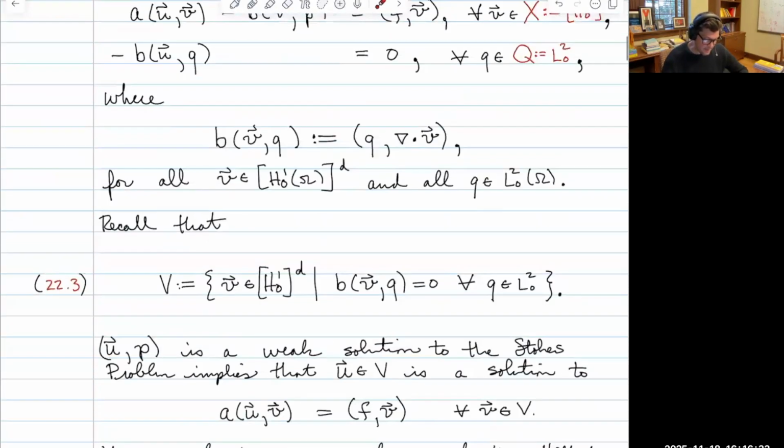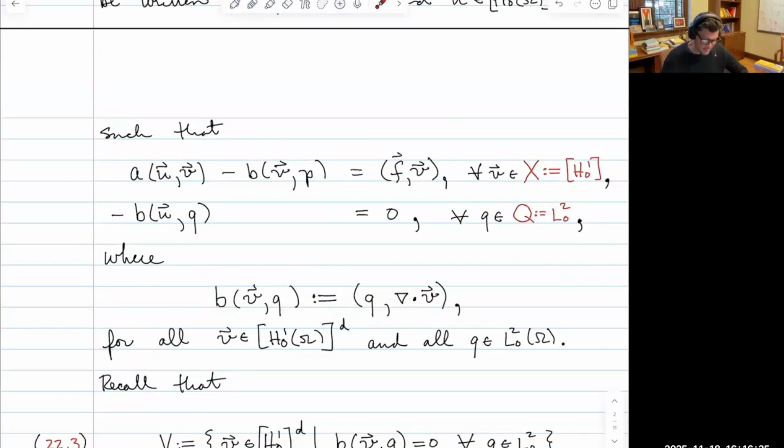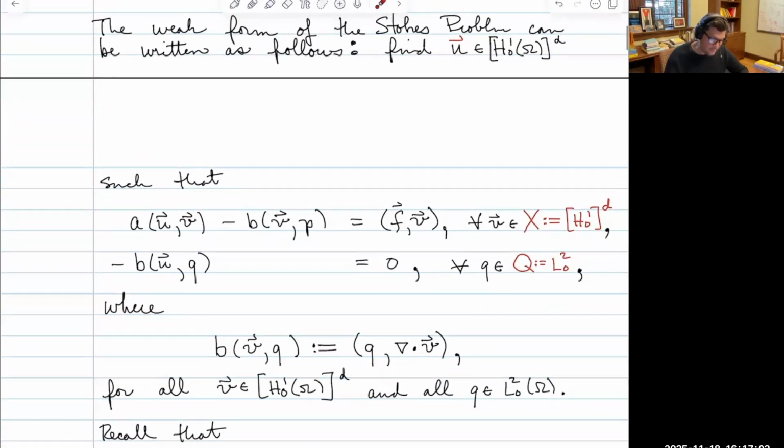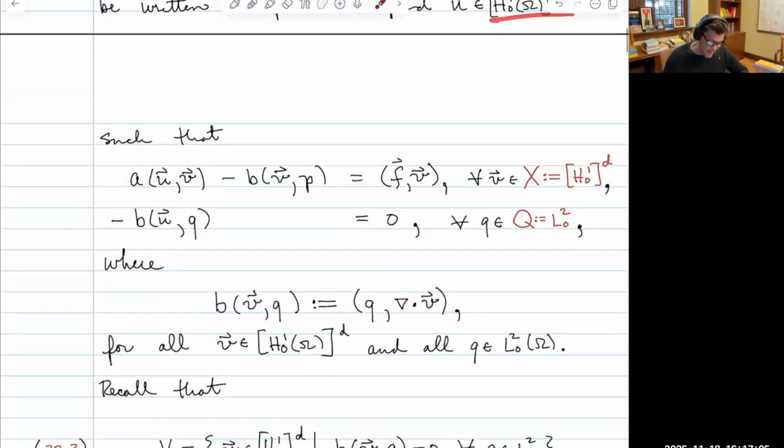Oh, and by the way, I want to go back up here just a little ways, something that I highlighted in red. From basically some point on, I'm going to stop referring to this space as H01 to the d. That just means all d components of the vector are H01 functions. So we're going to introduce this notation X to represent this space here. That's the space of the test functions v and also the solution u. That's also X.